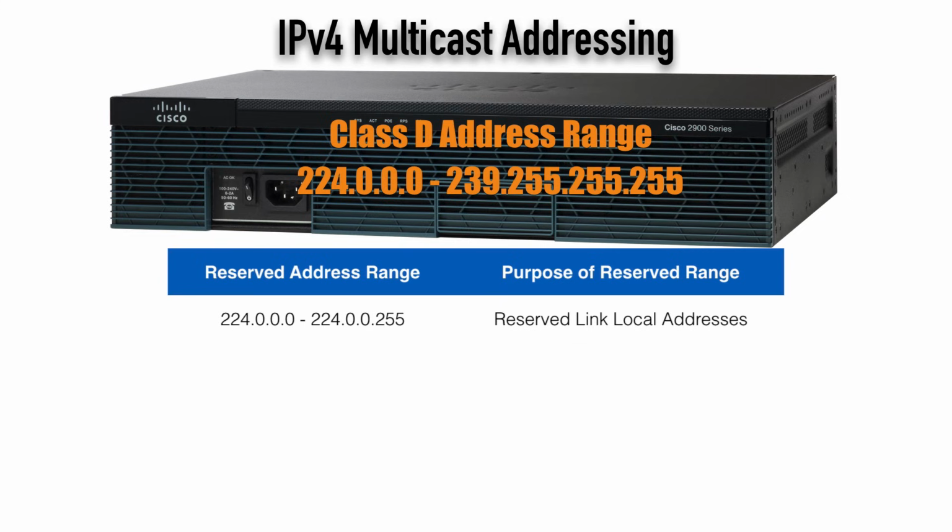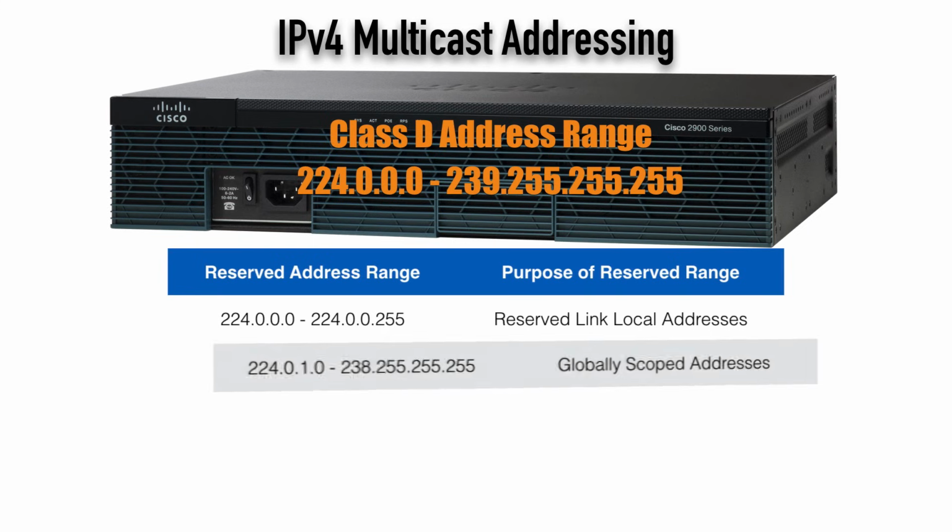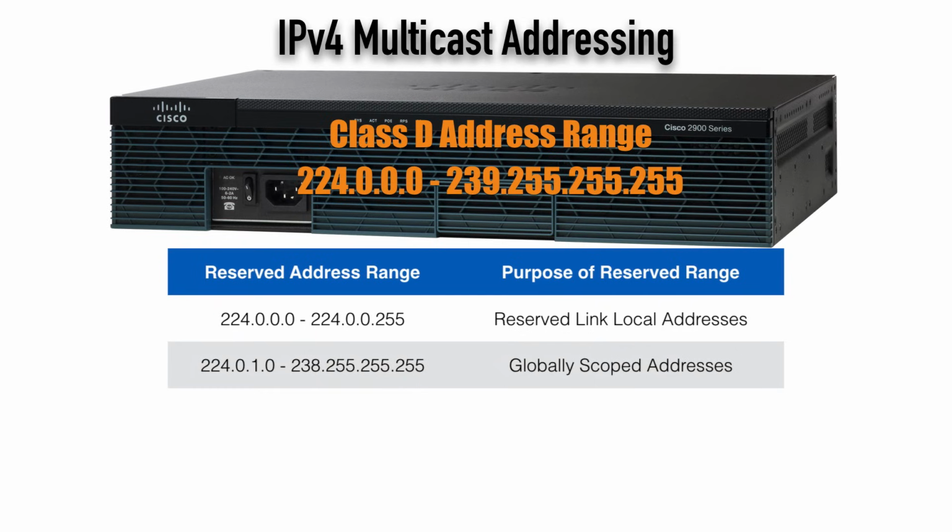For example, OSPF uses 224.0.0.5 and 224.0.0.6. RIP version 2 uses 224.0.0.9. EIGRP uses 224.0.0.10. Another class of address that we have is 224.0.1.0 all the way through 238.255.255.255. You'll notice this makes up the vast majority of our Class D address space.